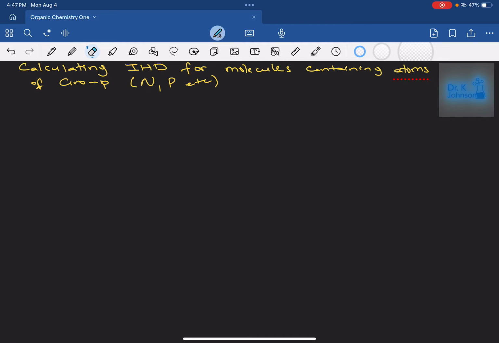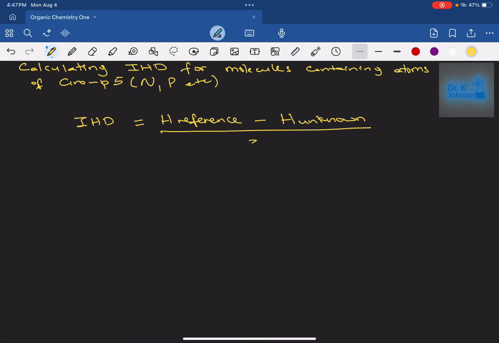Let's talk about calculating your index of hydrogen deficiency, or your degree of unsaturation, for molecules containing atoms from group number 5. So nitrogen, phosphorus, etc. To calculate your index of hydrogen deficiency, remember it's equal to the number of hydrogens in your reference. Remember, your reference comes from the alkane with the same number of carbons as is in your unknown. So it's the number of hydrogens in your reference minus the number of hydrogens in your unknown.